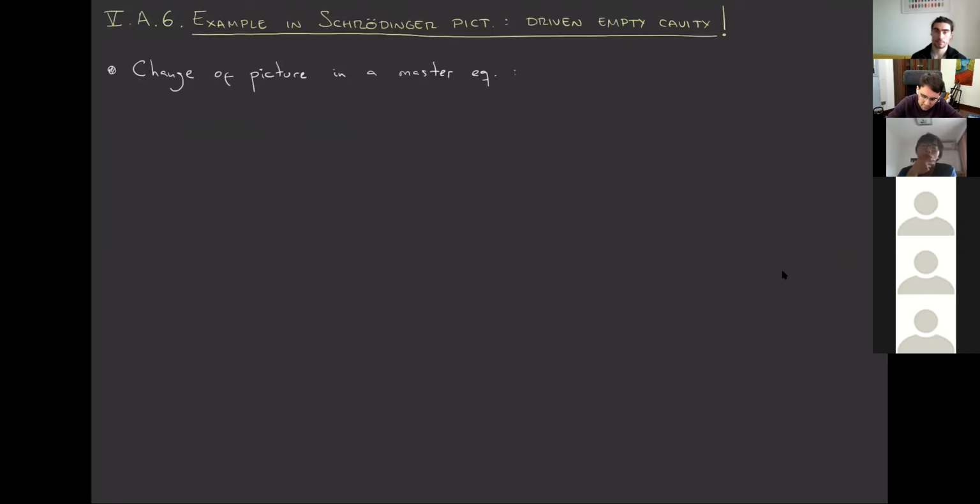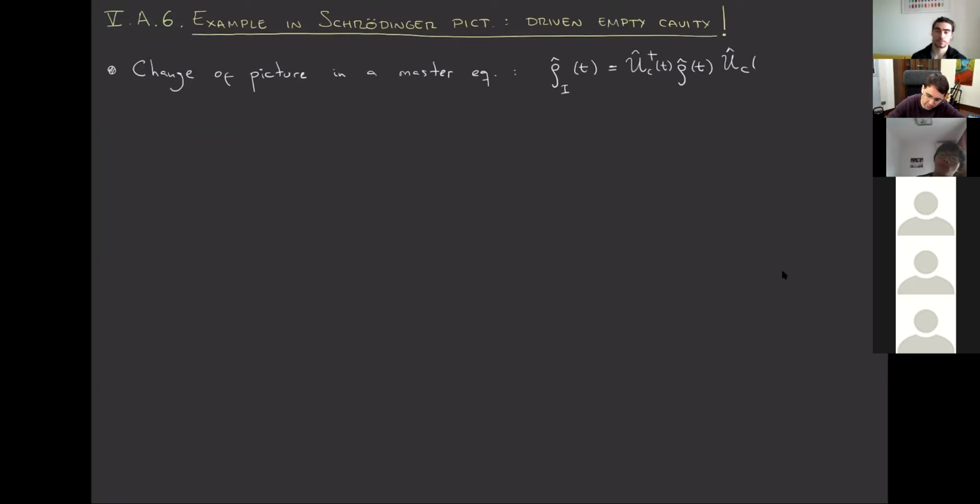Okay, so we already know how to change pictures. How to change picture means that we want to find out what is the time evolution. So what is the evolution equation of a new state of the system that is just the old state of the system, so the state that we know, whose evolution equation we know, and then we transform it with some unitary transformation that we like.